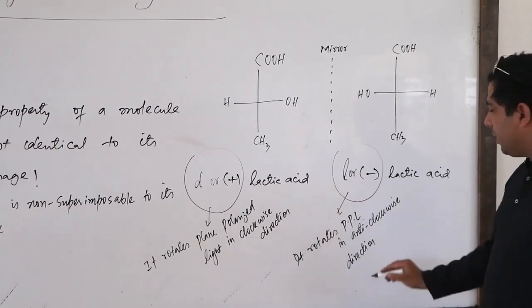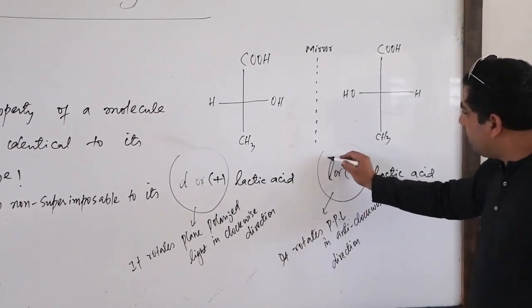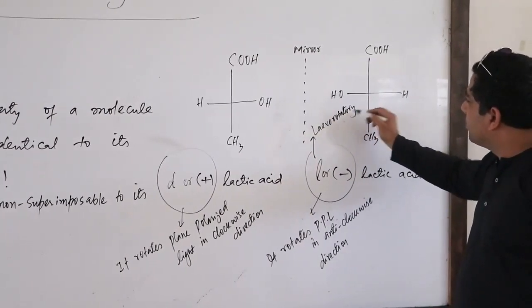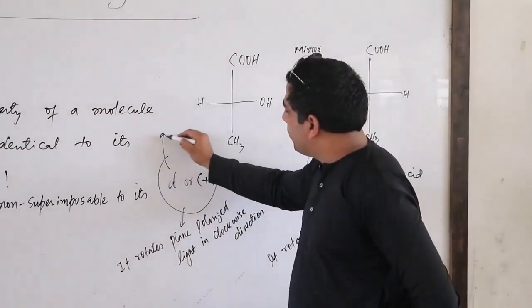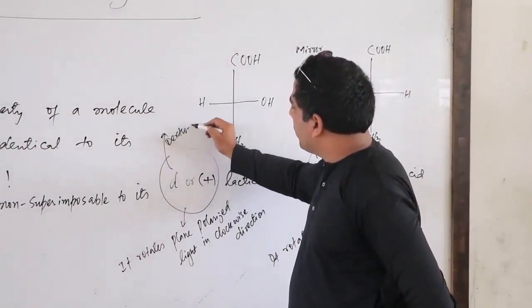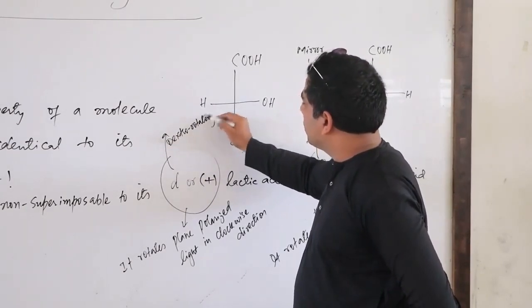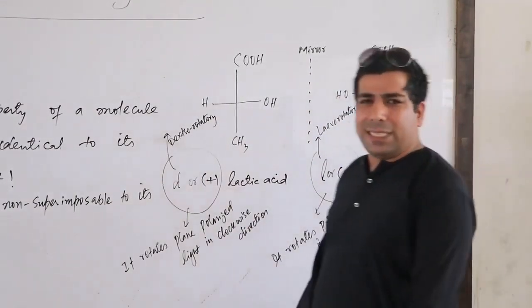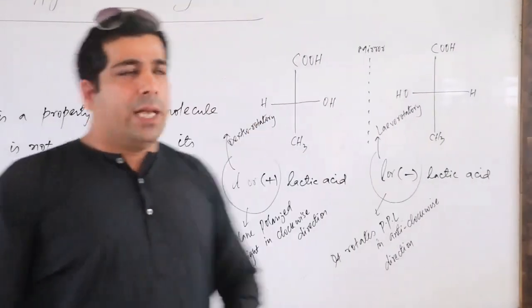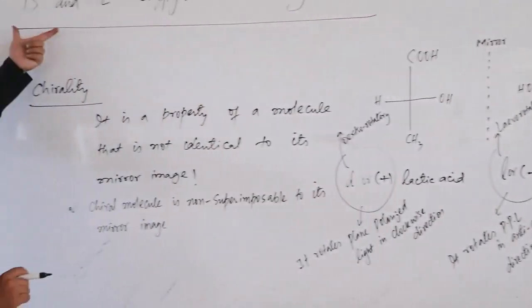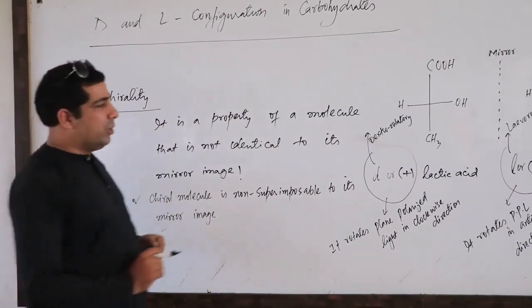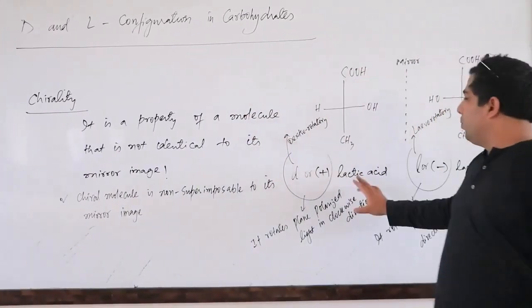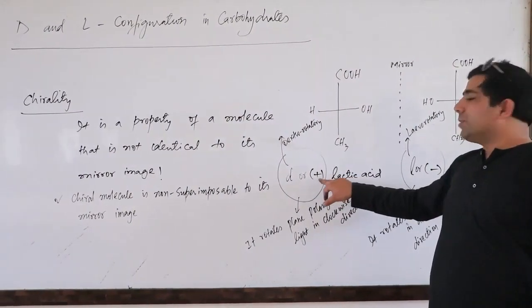That means L also stands for levorotatory, and D also stands for dextrorotatory. So D is dextrorotatory, L is levorotatory. We will discuss these things later. Okay? Our actual topic is basically capital D and capital L configuration. So these things will also come later. But first of all, take a molecule, lactic acid, which is positive.